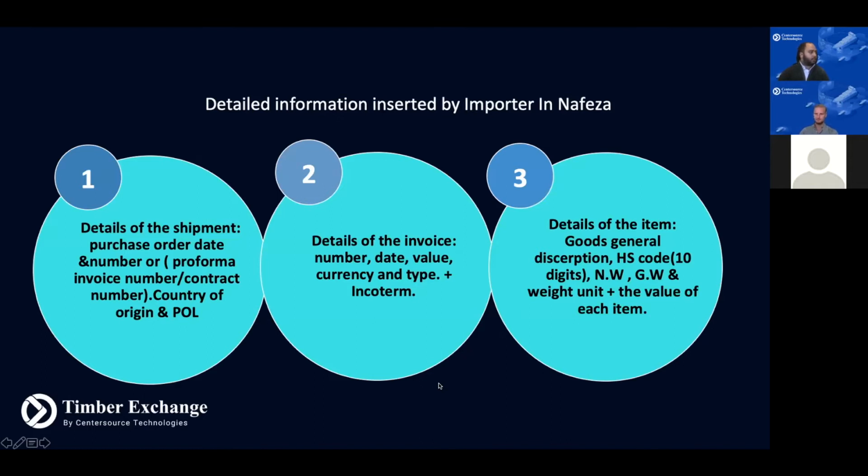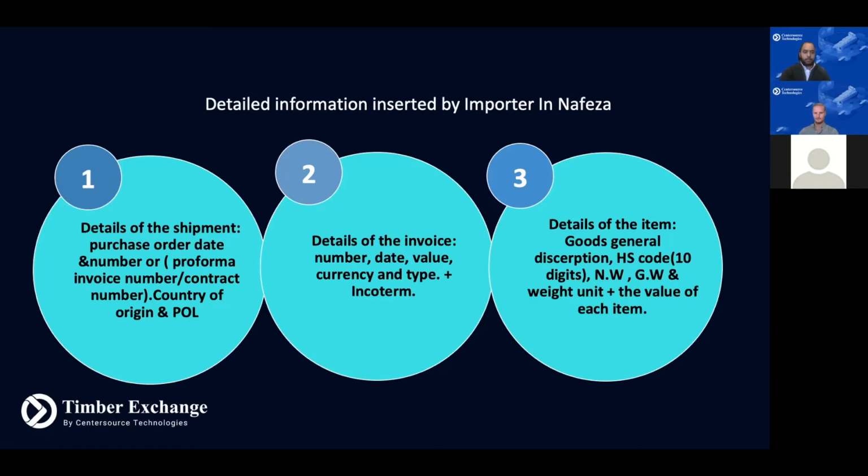Those information are for the shipment, for the invoice, or for the item, the 3 of them. For the shipment, you need to add a purchase order date or number, or a pro forma invoice or a contract. Nafisa needs to assign this information to a specific shipment. Then the country of origin and port of load. Details of the invoice is the second, which is number, date, and value, currency, and type, is it a pro forma or commercial, it depends. And of course, the Incoterm.